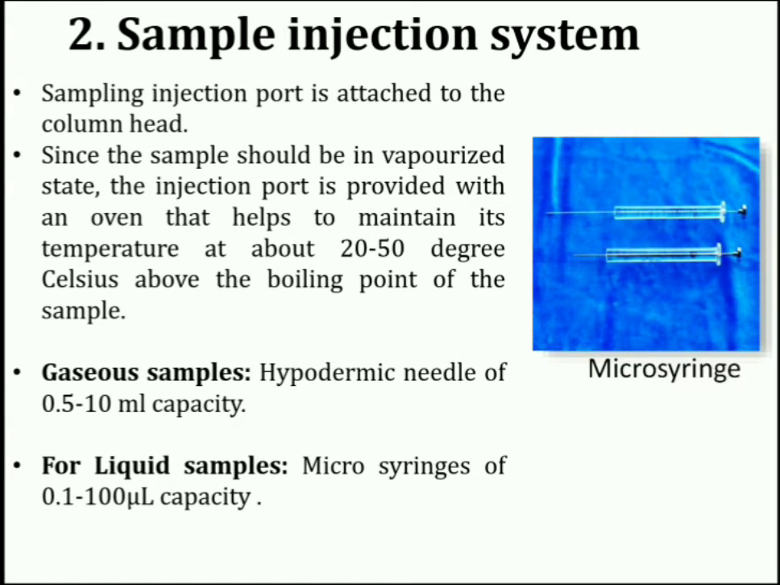Gaseous samples are usually introduced by the use of a hypodermic needle of 0.5 to 10 ml capacity. For liquid samples, microsyringes of 0.1 to 100 microliter capacity are used.